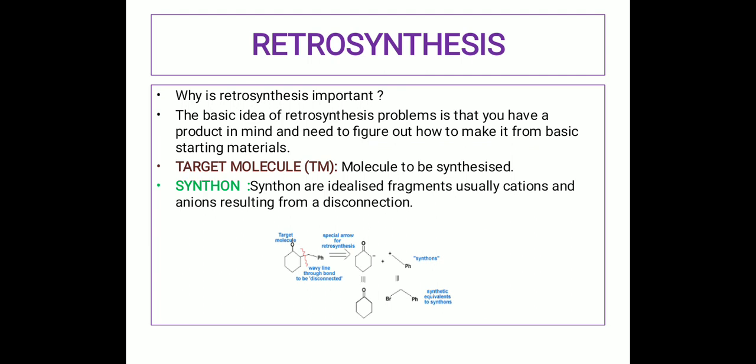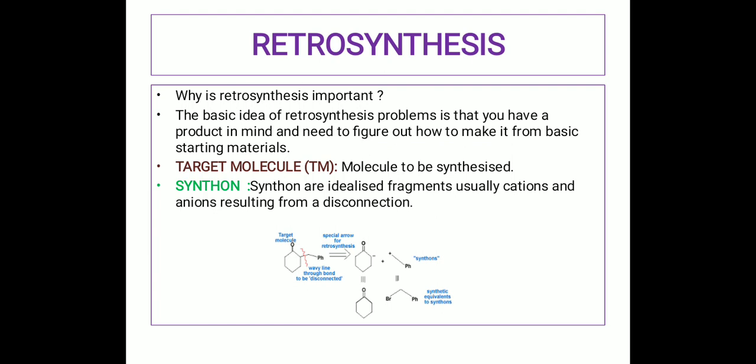The next terminology is synthon. Synthons are idealized fragments, usually cations and anions, resulting from a disconnection. So here I have taken one example, that is benzyl cyclohexanone. Here the red wavy line which you can see is the disconnection, meaning we are disconnecting the C-C bond. The disconnection is between cyclohexanone and the benzyl group.